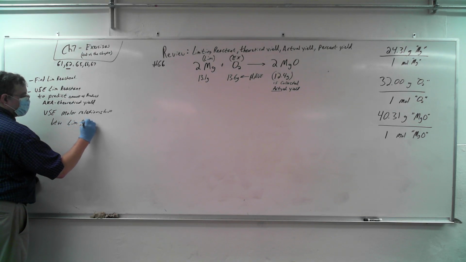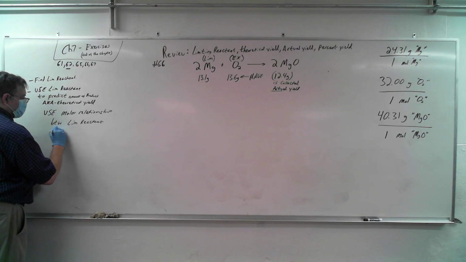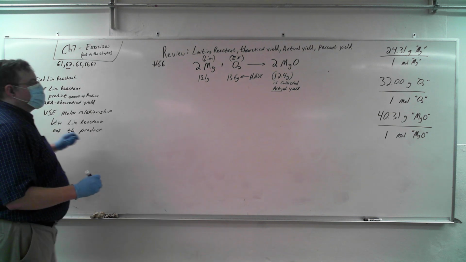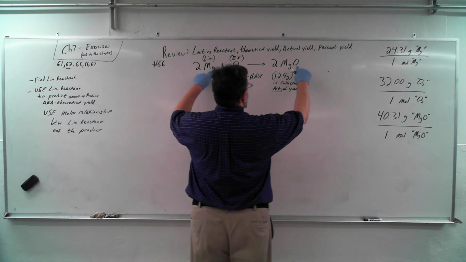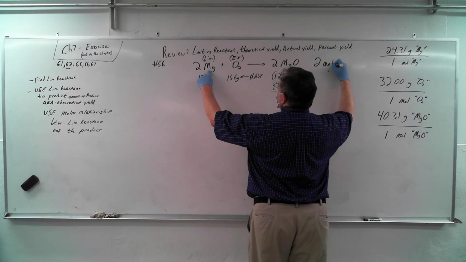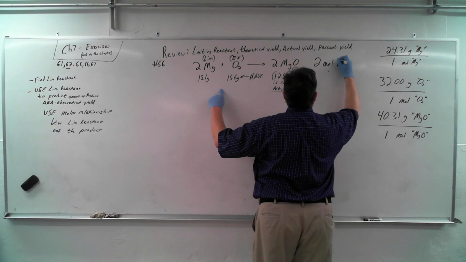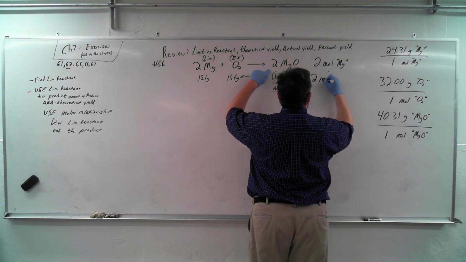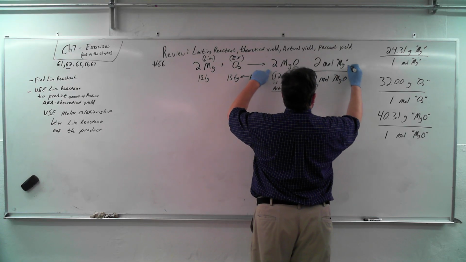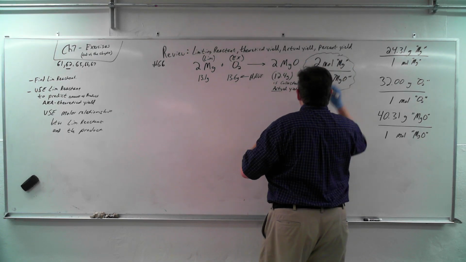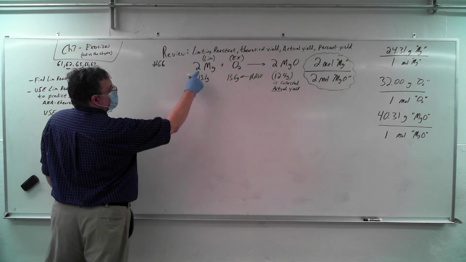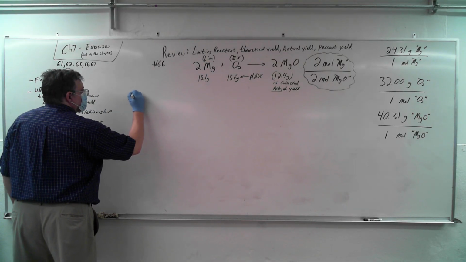Between the limiting reactant and... now we're using the molar ratio of this to this, because that's why we found the limiting reactant. So 2 moles of Mg to 2, that molar relationship specifically. So we'll start with limiting reactant, 13.1 grams.